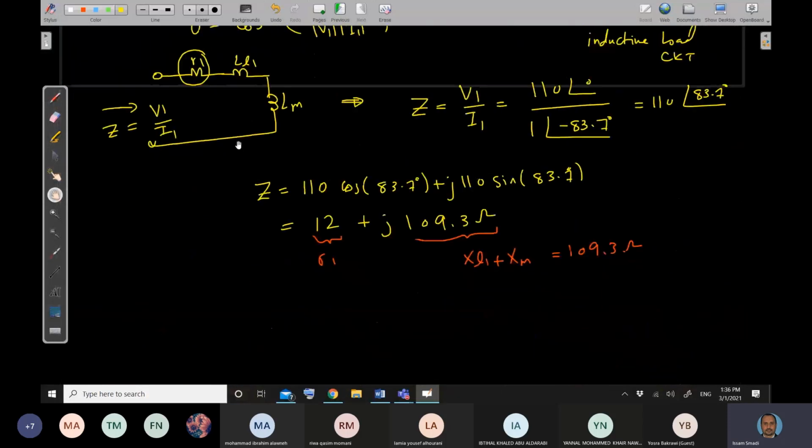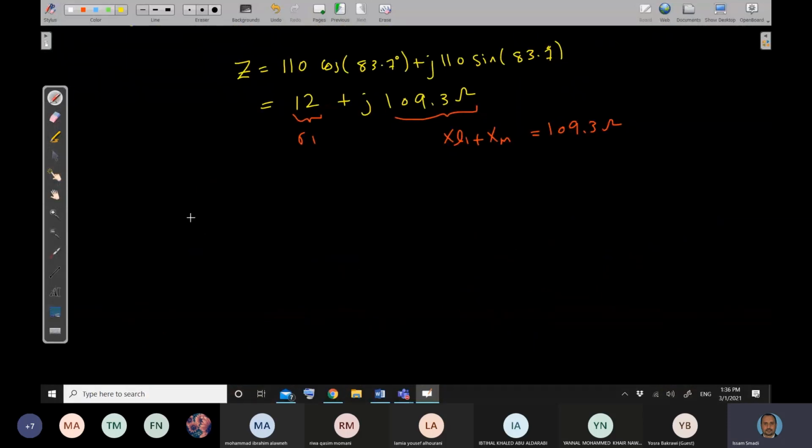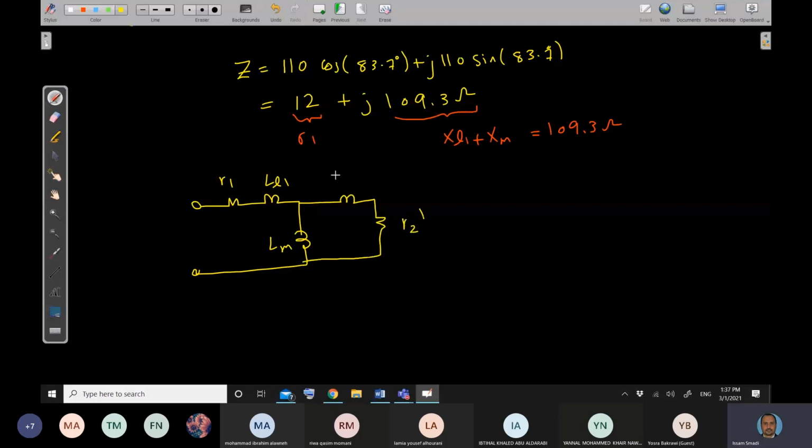Now, if I'm plotting the circuit under the short circuit test, then I will have here the R1, the L1, and here Lm, and here I will have the R2 dash, and here I will have L2 dash. And now here I'm imposing voltage V1, which I think was 30 volt, and the current here will flow, and the current was 1 ampere, I think. And during this test, the power was 22 watt.